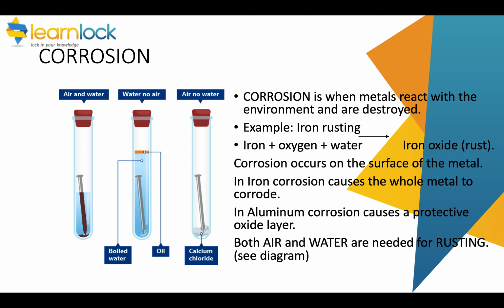Corrosion occurs on the surface of the metal. In iron, that will cause the whole metal to start to corrode. In aluminium, the corrosion actually forms a protective oxide layer on the outside of aluminium, but doesn't affect the rest of the metal. So you can see that both air and water are needed for rusting. We'll look back at this diagram later on.